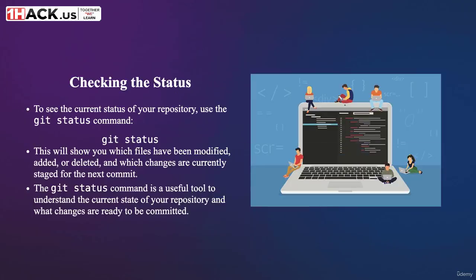It's important to keep track of the current state of your repository, and the git status command is a useful tool for this. Running git status will show you which files have been modified, added, or deleted, and which changes are currently staged for the next commit. The git status command is a great way to understand the current state of your repository and what changes are ready to be committed. It's a good practice to run git status frequently, especially before running git add or git commit, to ensure that you're only committing the changes you intend to. By using git status in conjunction with git add, you can effectively manage your code changes and keep your project organized.